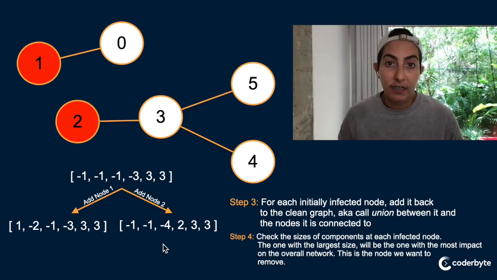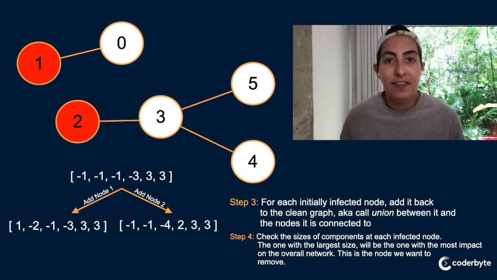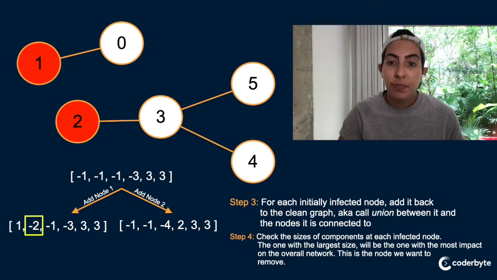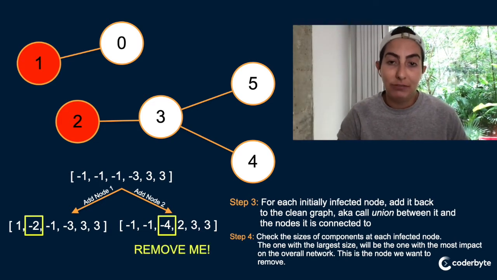And at this point, it's very simple. We can just check which node became the parent of the biggest component, and that's the one we don't want to add. That's the one that the malware is going to spread to the most. So let's see that. If we add node 1, we'd get the size of 2. And if we add node 2, we get the size of 4. Definitely remove the second one.